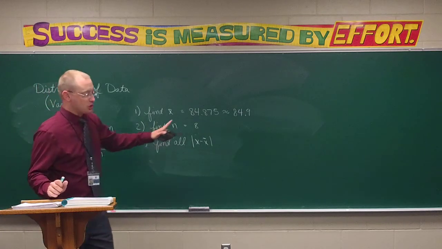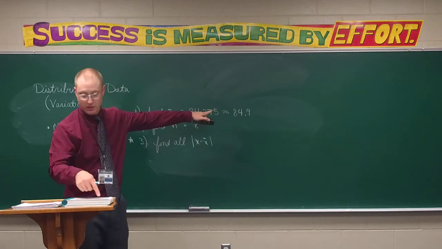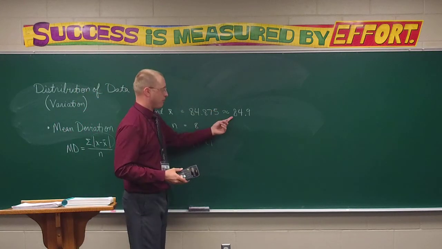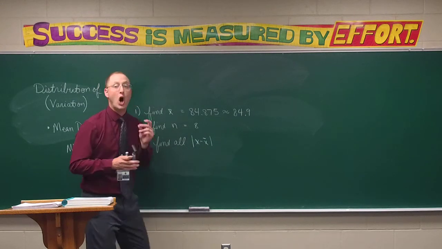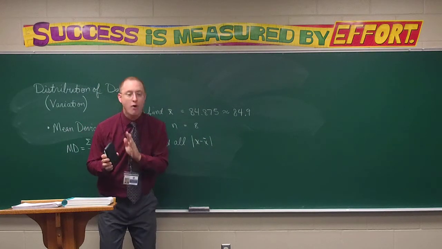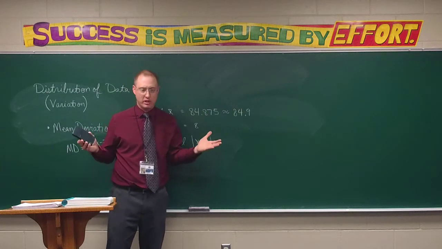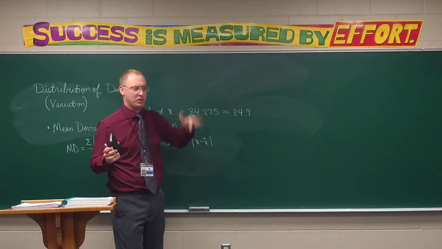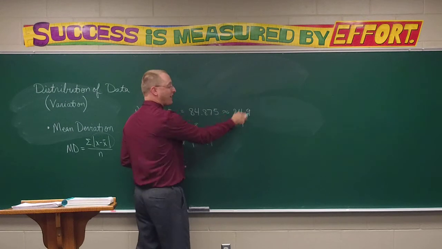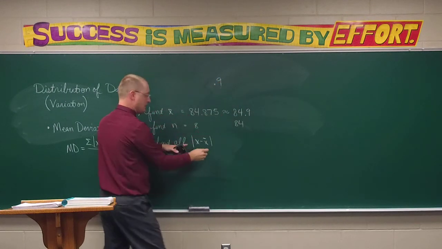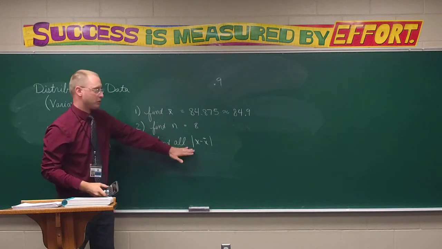What we are going to do now is determine the difference between each of these numbers and 84.9. Now, they've done this for you, but how far is 84 from 84.9, class? 0.9. That's how far it is. Picture a number line. Picture degrees on a thermometer. Picture money in your bank account. 84 is 0.9 away. So the difference is 0.9. Is it positive or negative 0.9? We're doing absolute value. It's always positive.